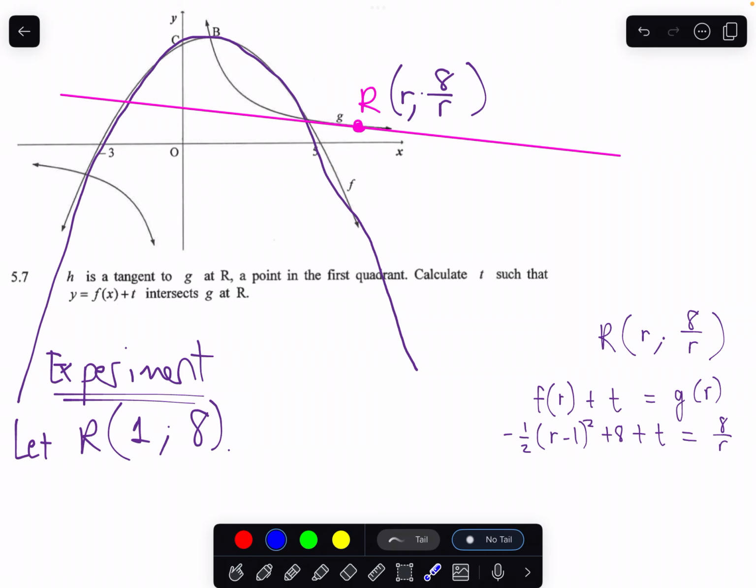H is a tangent to g at r. What is h? H is a tangent, okay. Calculate t such that, wait, is there actually an r in the diagram? Because now this is going to get awkward. Let me just make sure that I've copied everything across before life gets very weird.